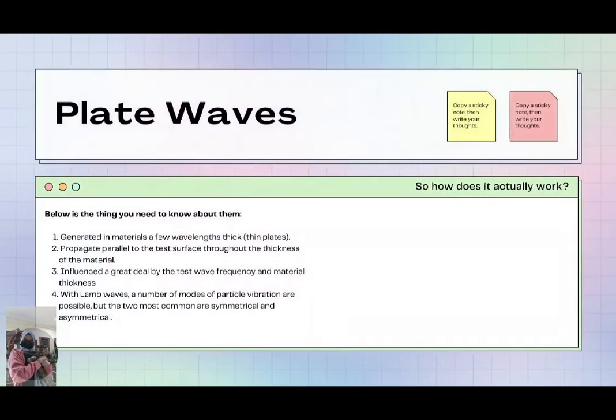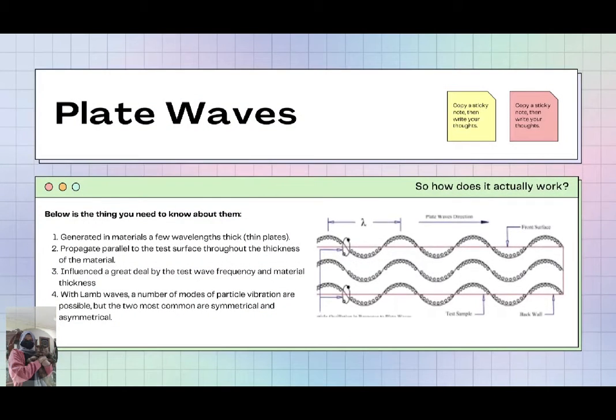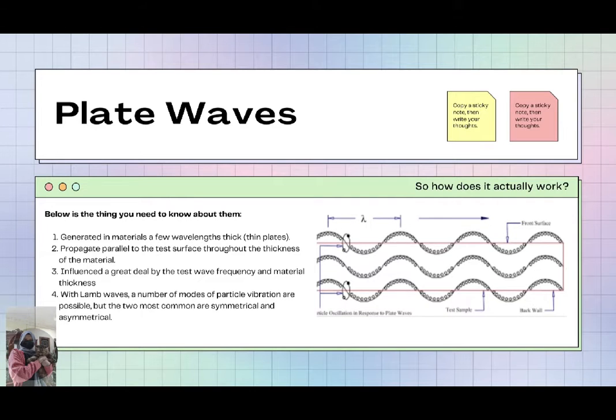So the last one we have is the plate wave. The difference from the surface wave is that they penetrate a few wavelengths. It is inside a thin plate. So you can see that they propagate parallel to the test surface, throughout the thickness of the material. And it is influenced a great deal by the test wave frequency and material thickness.